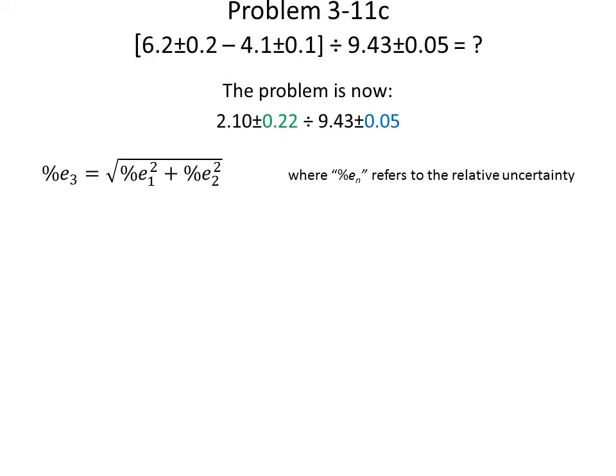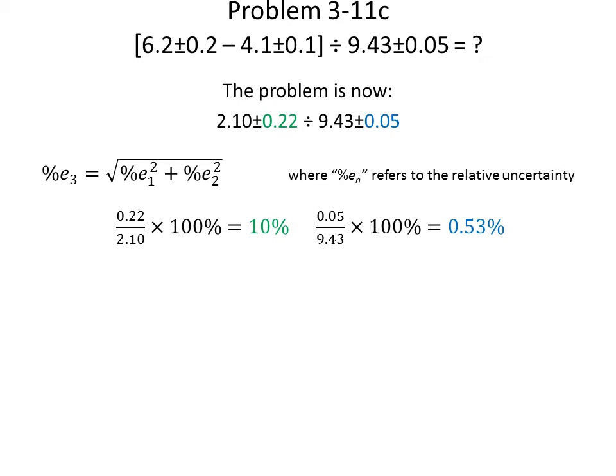We again use the propagation of uncertainty using percent relative uncertainties as we did in part B. And then we find the percent relative uncertainties. For the number on the left, 0.22, the uncertainty is divided by 2.10, the value, and multiplied by 100%. The product is 10%. For the number on the right, the uncertainty 0.05 is divided by 9.43 and multiplied by 100%, and the product is 0.53%.